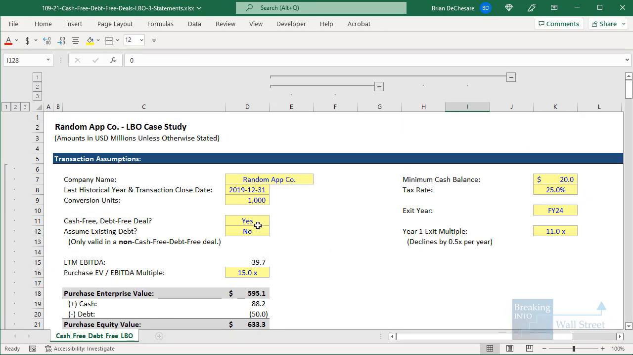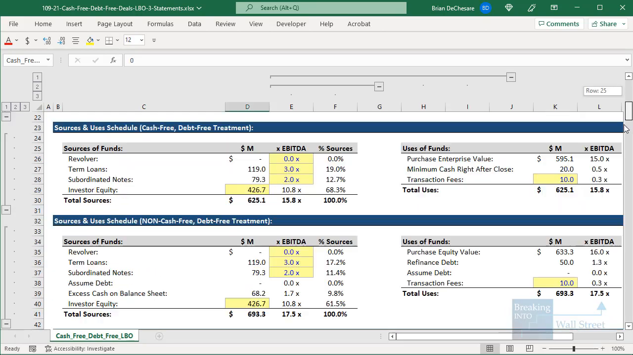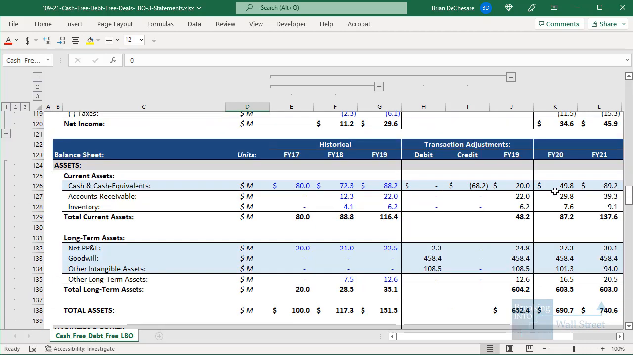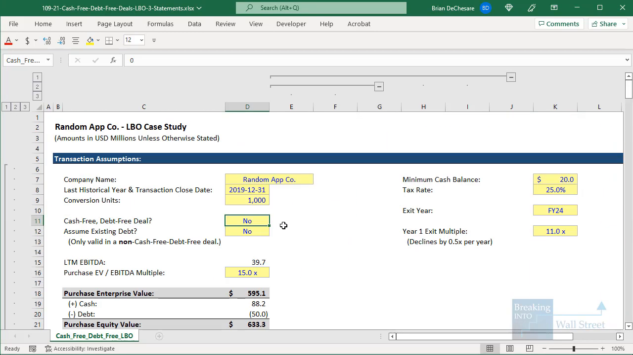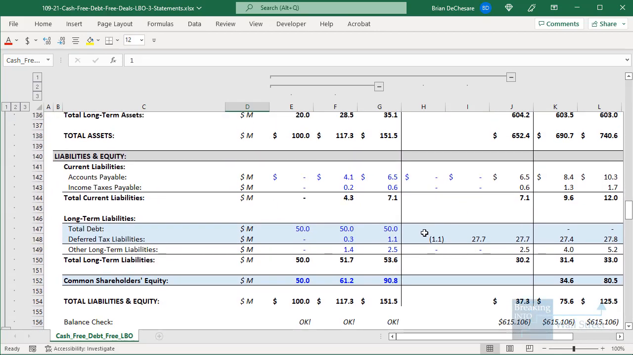And you'll notice that regardless of what we set this to, if we make it a cash-free, debt-free deal or a non-cash-free, debt-free deal, the result is the same because the cash balance after the deal closes is still the minimum cash balance, the 20 million. It's just that the setup here is a little bit different, but nothing fundamental actually changes.